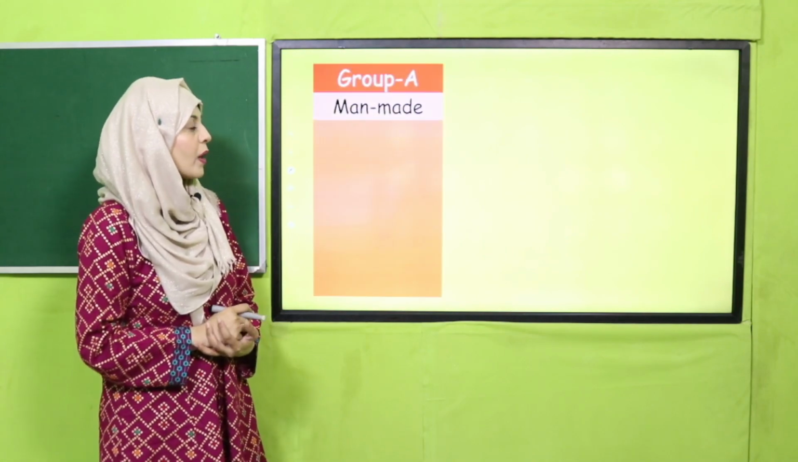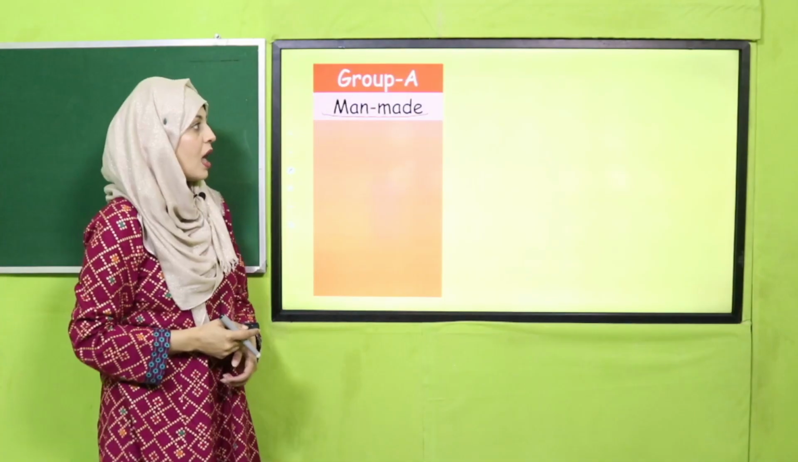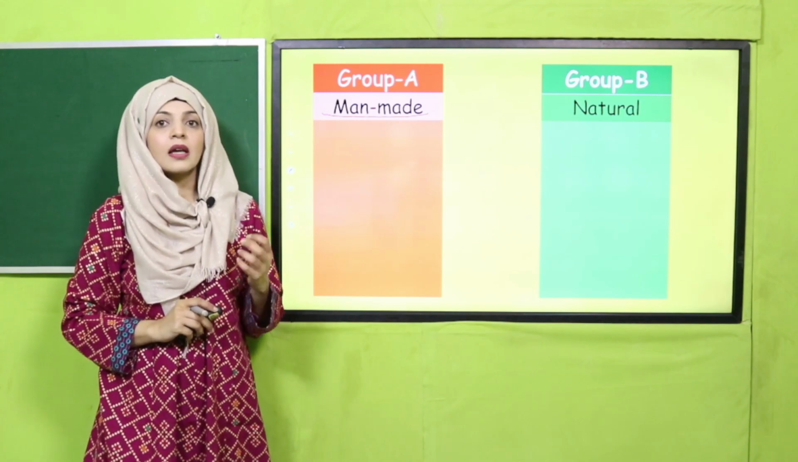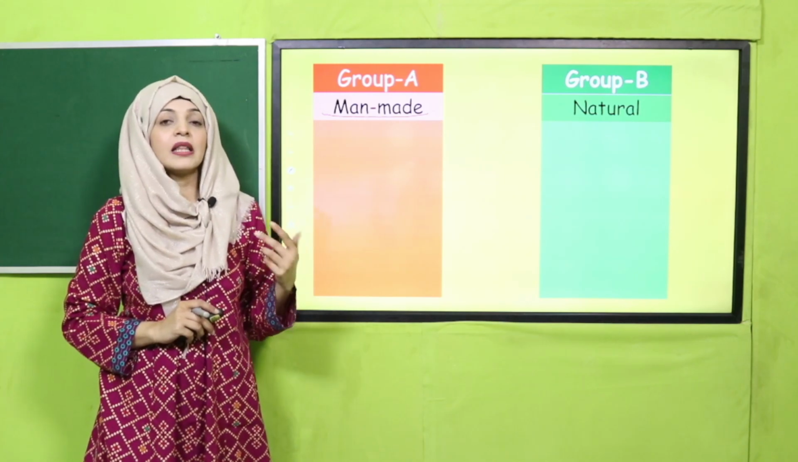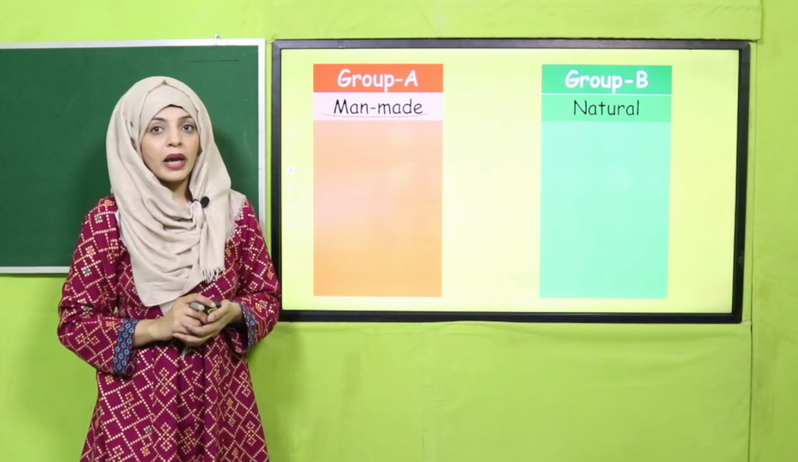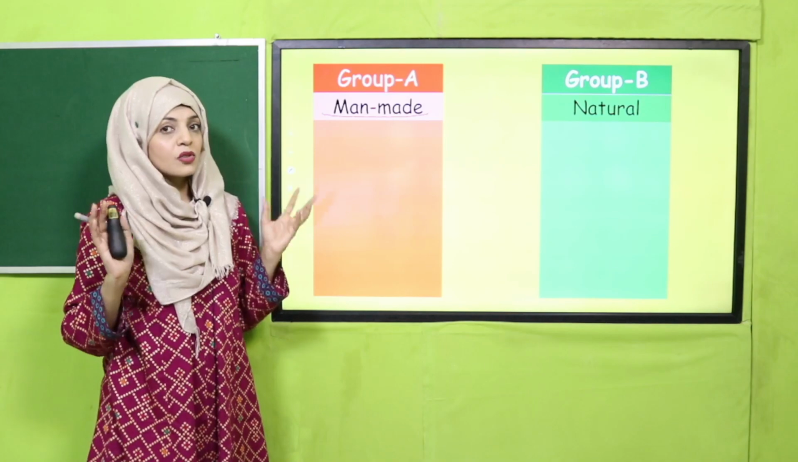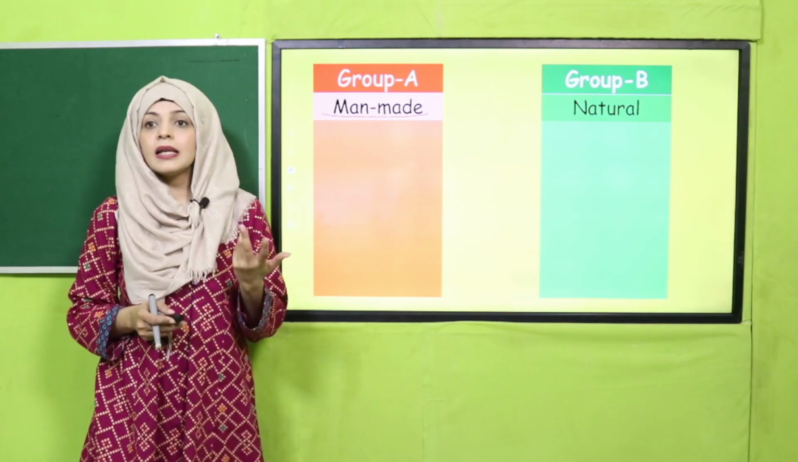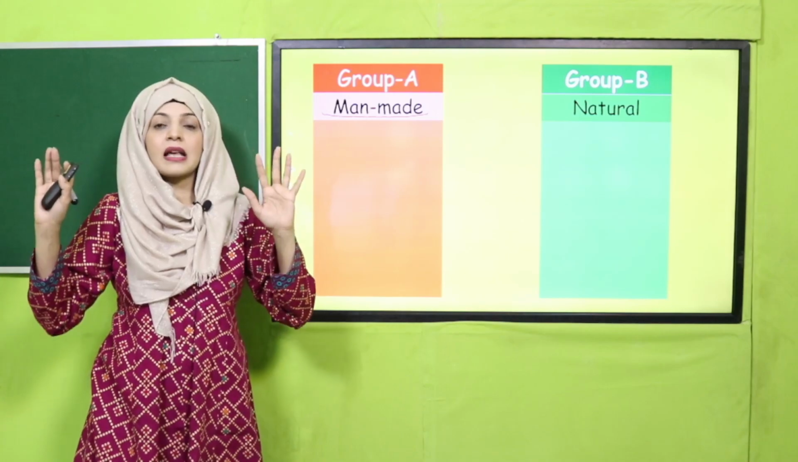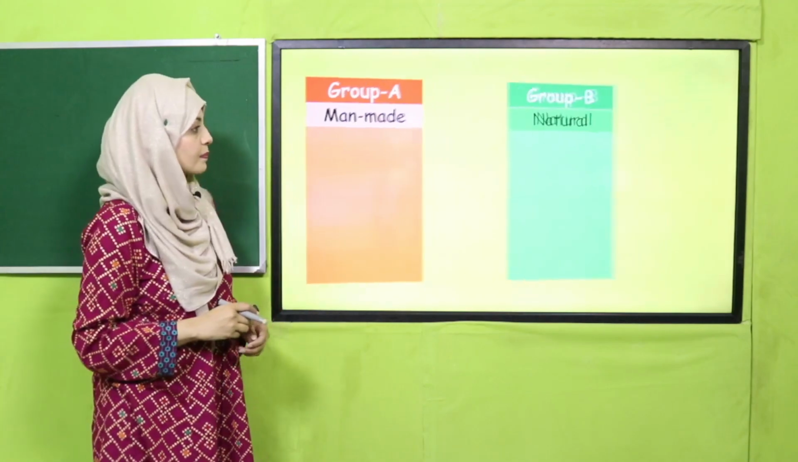So group A will find all the man-made products in their school or at their homes, and group B will find all the natural products or things they find in their school, and if you're watching me at your homes, then at your home. Okay, so this is an extremely easy task. Then you have to show it to your classfellows, that these are our findings.